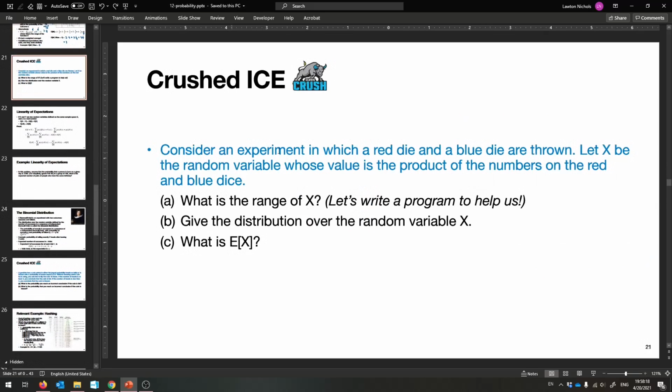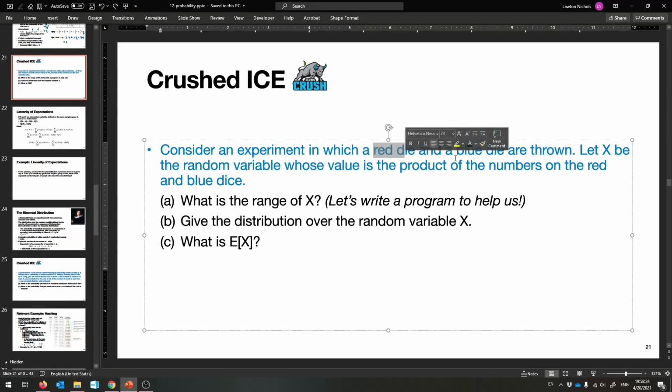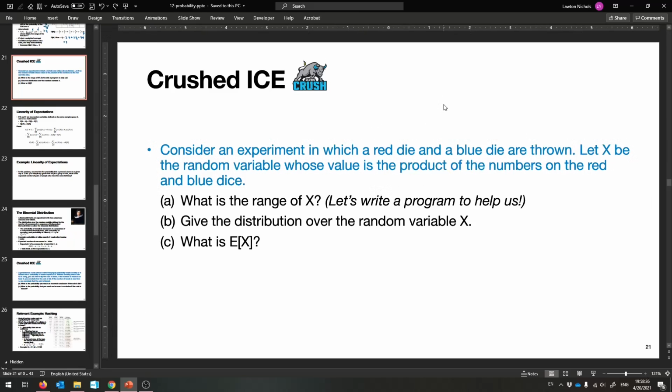Okay. Moving on down. Now it's your turn. Okay, so here is an experiment. We have a red die and a blue die. We're going to throw them. So they're going to randomly land on numbers, of course. And let's let a random variable x be the product of those numbers that we see. Okay, so like if our outcome was, I don't know, 2 and 3, the random variable would be 6. Okay, so first figure out the range of x, and then figure out the distribution of the random variable x, and then finally figure out the expectation of that random variable x. Okay, so give that all a try, and then we'll do it together.